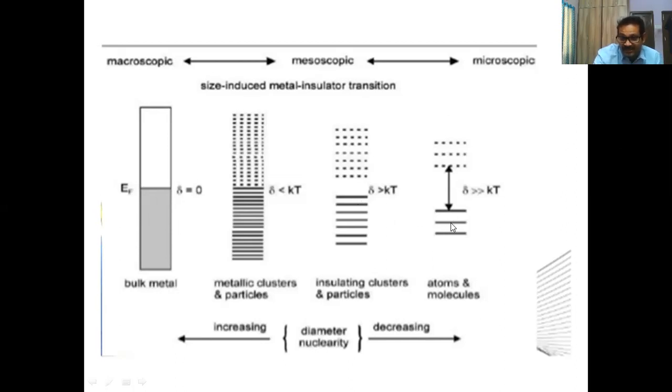Then, going to atoms and molecules. So this is the bulk, a metallic cluster, a simple cluster, and atoms and molecules. We can see that there is a big gap here in the energy levels. When the energy levels are very close, conduction is possible. When the spacing is increasing, conduction becomes more difficult. So that's the reason the metals, which are good conductors, are becoming insulators. This we normally call a size-induced metal-insulator transition.